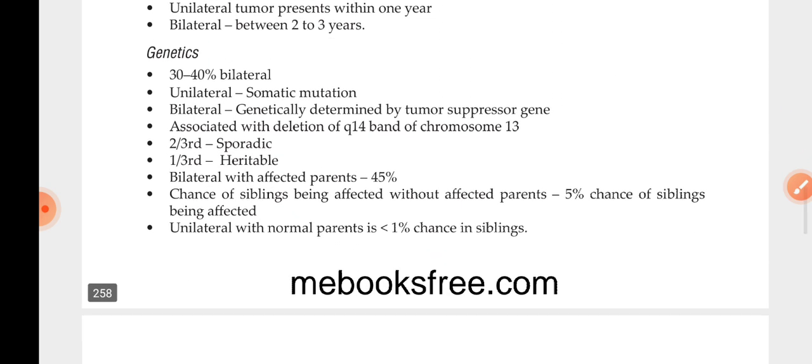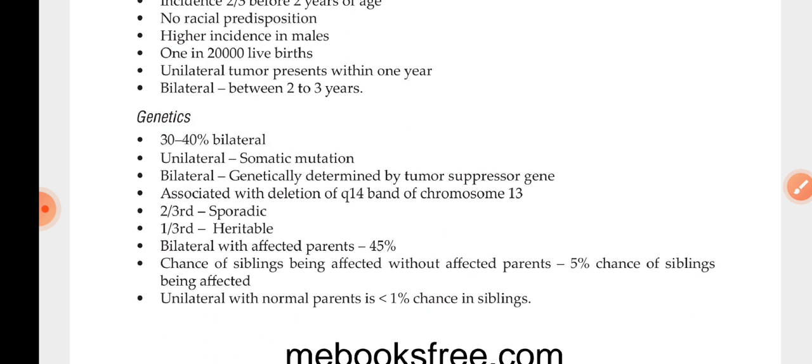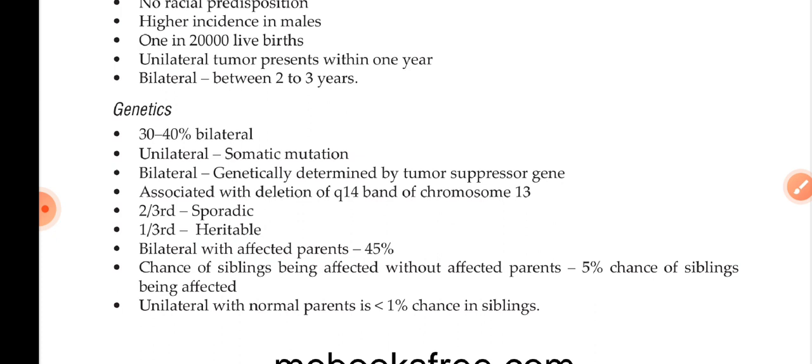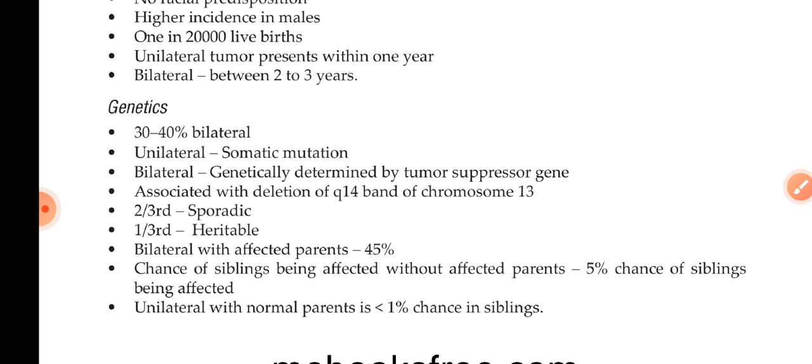Now coming to the genetics. 30 to 40% it is a bilateral condition. First one eye will be affected, later both eyes are affected. Unilateral is due to somatic mutation, bilateral is genetically determined by a tumor suppressor gene. You already know retinoblastoma from pathology. It is associated with deletion of the Q14 band of chromosome number 13. The tumor suppressor gene, the retinoblastoma RB gene, is not working.